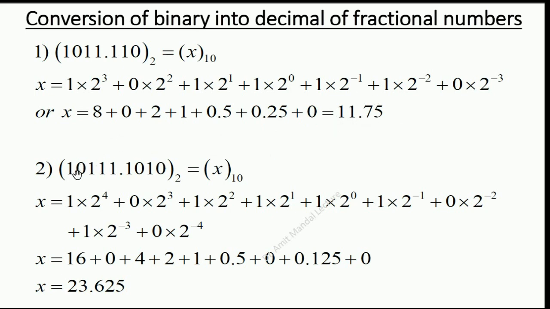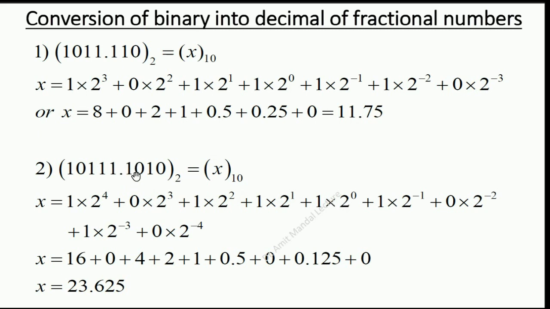Now one more example, that is 10111.1010. This is binary number, you have to convert it into decimal number. So take this point and go toward the leftmost digit, that is 1. The place number of this one counted from this point is 5. So 1 into 2 to the power 5 minus 1, that is equals to 4, plus 0. The place number of this 0 is 4. So 0 into 2 to the power 4 minus 1, that is equals to 3, plus 1 into 2 to the power 2, plus 1 into 2 to the power 1, plus 1 into 2 to the power 0.